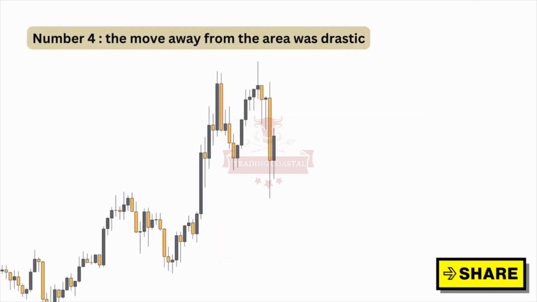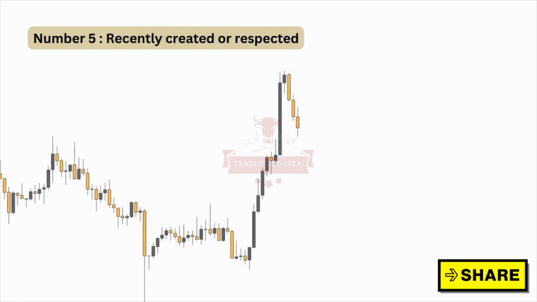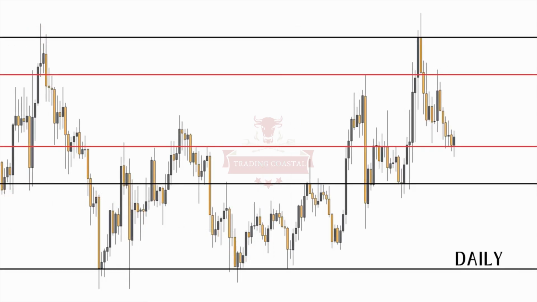Number 4, the move away from the area was drastic, meaning not a tiny reaction but a true reversal. The deeper the return from the level, the more important that level is. Number 5, recently respected or created levels. The recent levels in front of the price are always effective since they occur anew, whether they are traditional support, resistance, or order blocks.